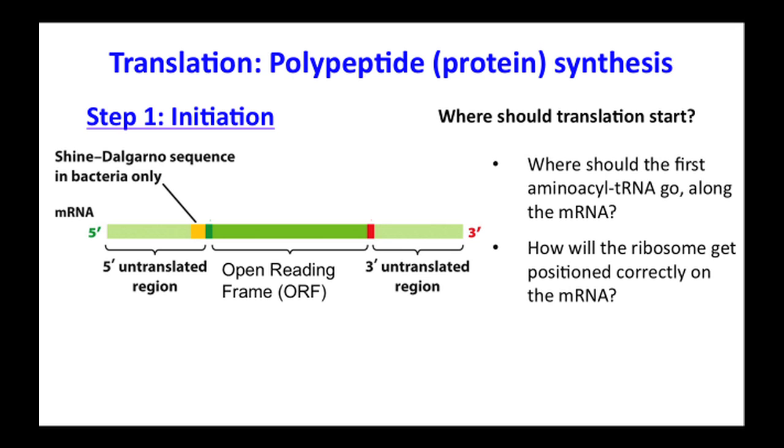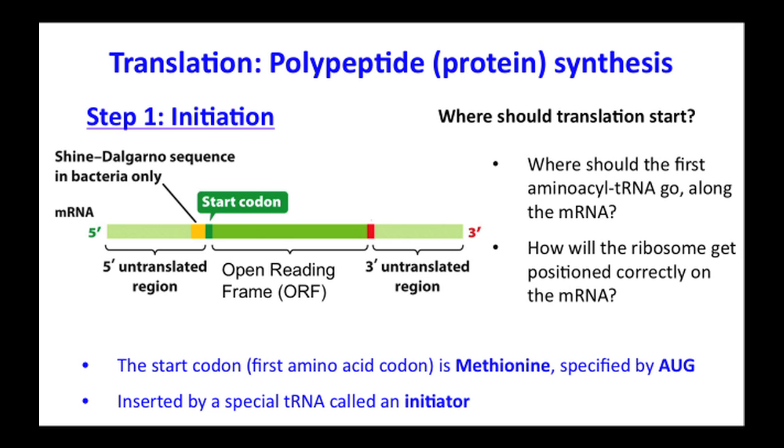And I'm just going to remind you that the part of the messenger RNA that codes for the polypeptide is called the open reading frame. And the first codon that translation starts at is called the start codon, and for most organisms this is going to be methionine. It is specified by AUG, and there's actually a special different tRNA that inserts that very, very first methionine. It's a modified tRNA.